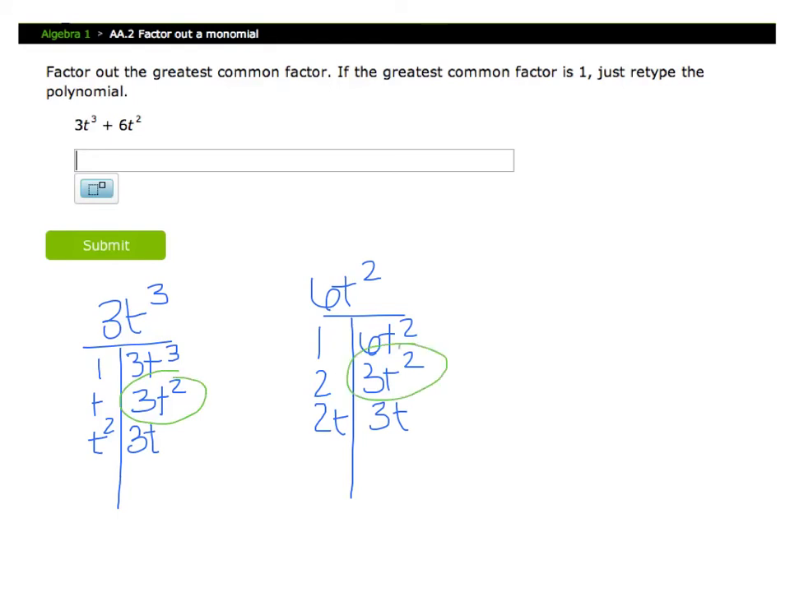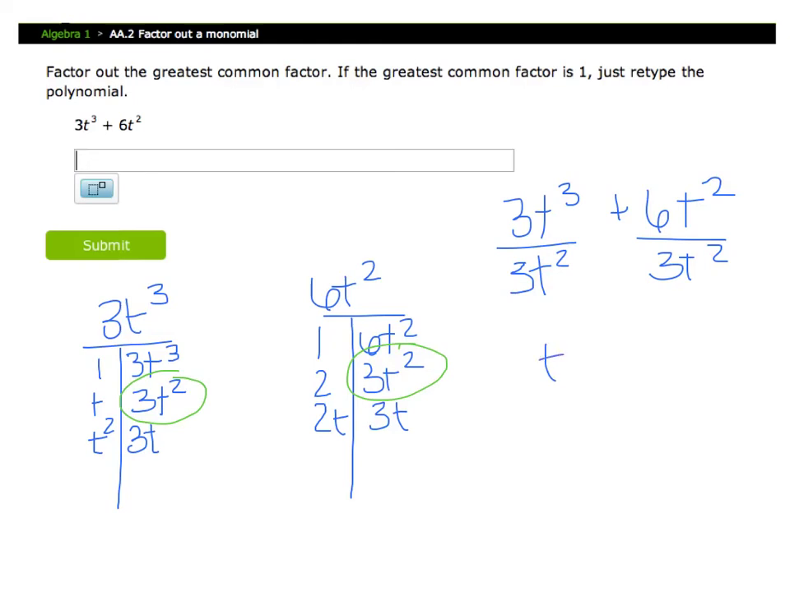So if I want to enter this into IXL again, you take each term, 3t cubed plus 6t squared, and divide by your greatest common factor that you found. So we're dividing by 3t squared. 3t cubed divided by 3t squared. 3 divided by 3 is 1. We don't have to write it. It's a ninja one. And then t to the third divided by t to the second. We subtract the exponents. We are left with t, or t to the first.